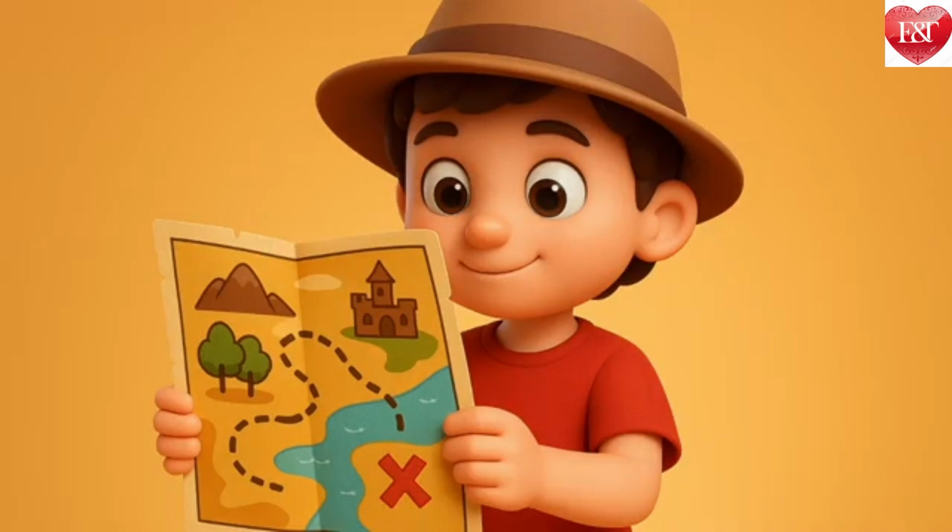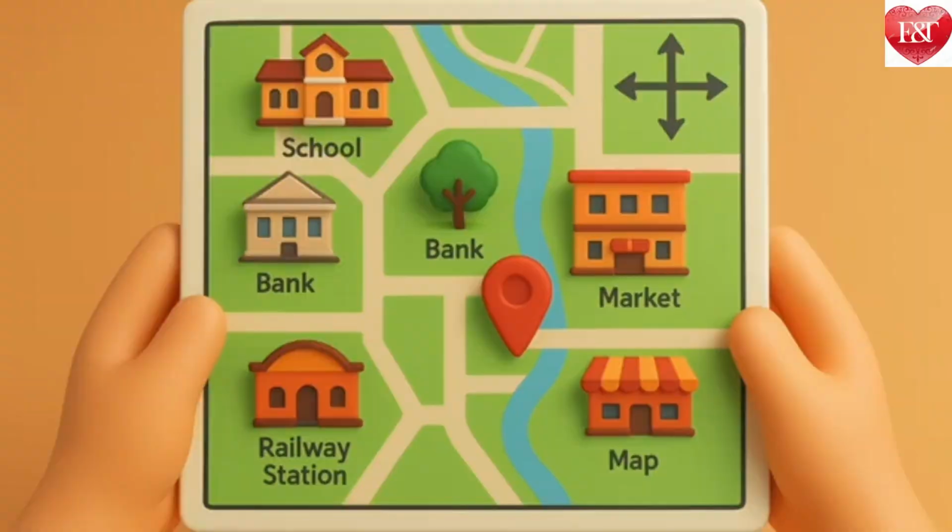This is where a map comes in handy. A map is like a treasure guide. It shows you where things are and how to get to them. Notice the 4 arrows in the top right corner of the map. We will soon see how they point to some specific directions and make maps even more helpful.